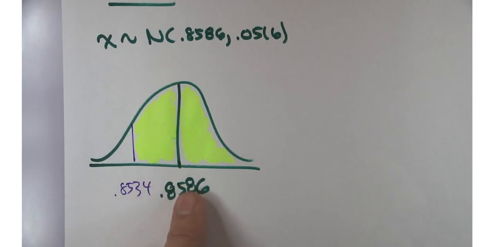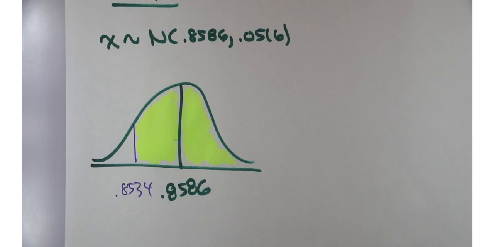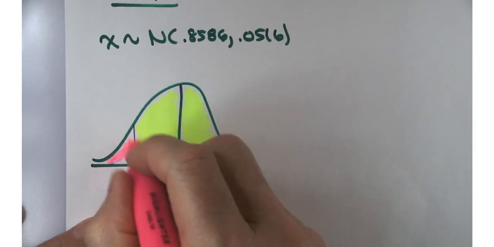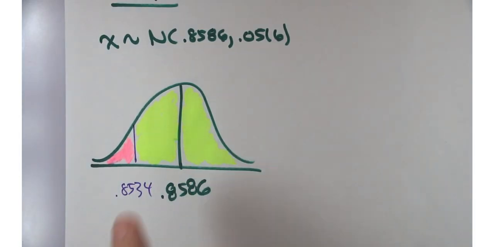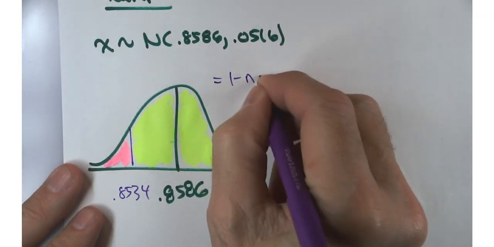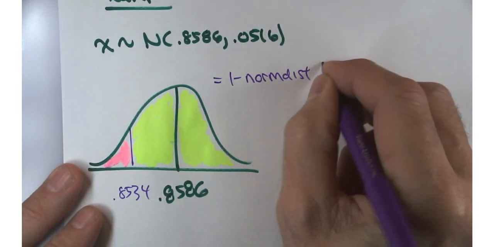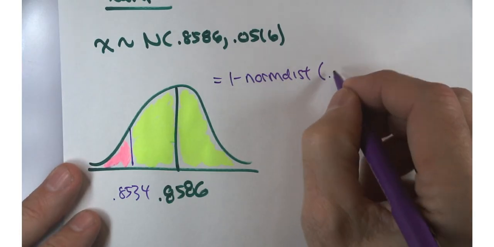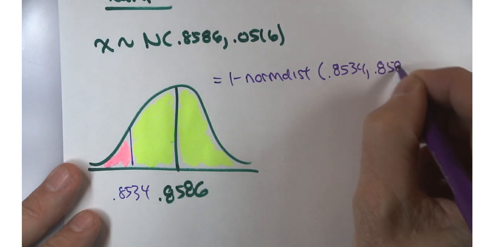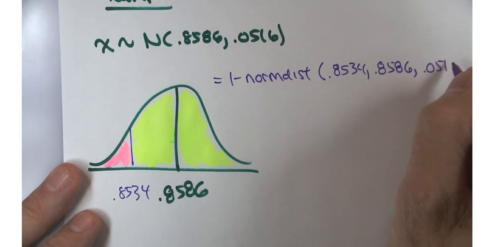The reason I like pointing that out is because Google Sheets, when you type in that command, is going to give you this area in the pink. It's going to give you the area to the left of 0.8534. You need the area to the right. So when you get a number that's less than 1/2, it should be screaming out at you that, oh, I made a mistake. I need to subtract from 1, right? So it's going to be equals 1 minus norm distribution of 0.8534, 0.8586, 0.0516, true.